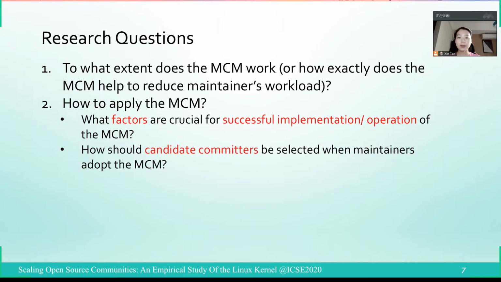The first one, to what extent does the MCM work? Second, how to apply the MCM? There are two sub-questions. What factors are crucial for successful implementation or operation of the MCM? The next is, how should candidate committers be selected when maintainers adopt the MCM?